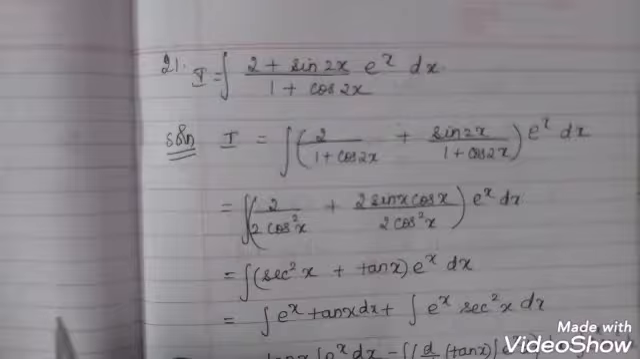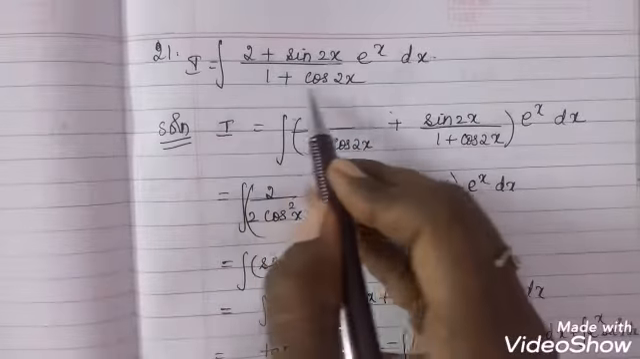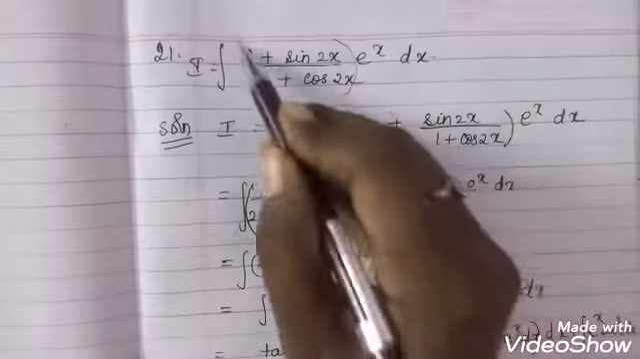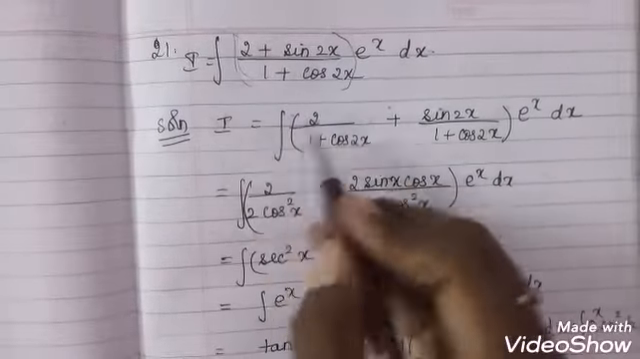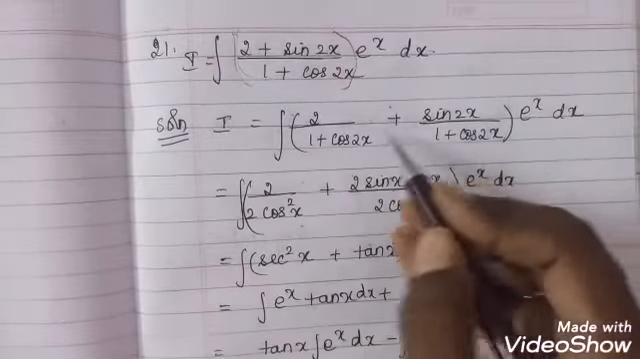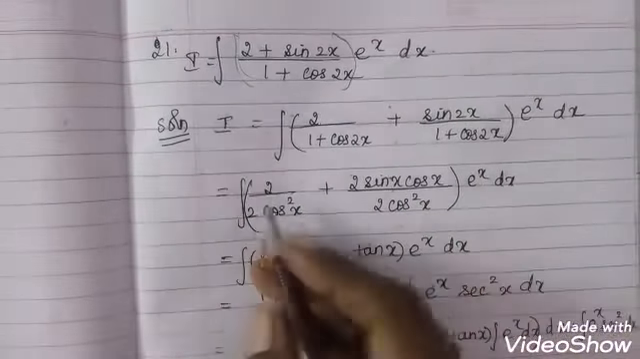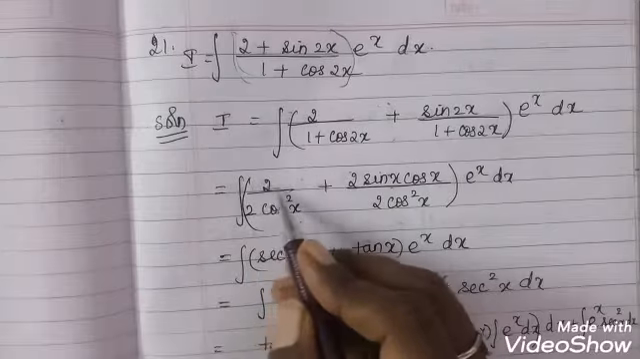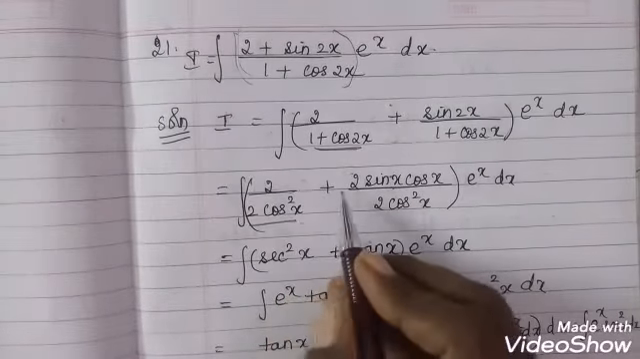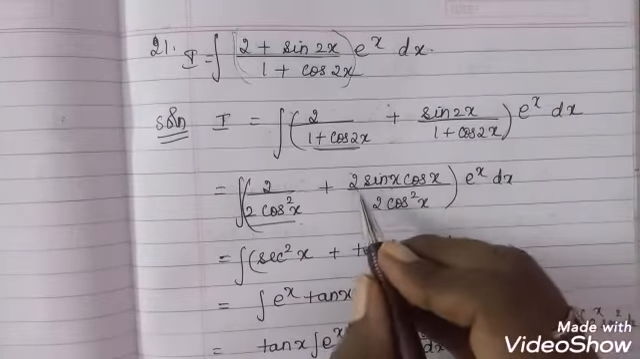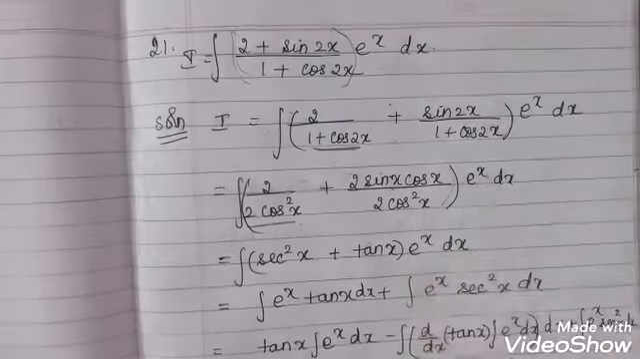Okay. So the 21st question: I is equal to the integral of (2 plus sine 2x) divided by (1 plus cos 2x) into e power x. This is what you get here. So we'll just separate it into two separate integrands. I is equal to the integral of (2 by 1 plus cos 2x plus sine 2x divided by 1 plus cos 2x) into e power x dx. Here 1 plus cos 2x is nothing but 2 cos squared x, and sine 2x is nothing but 2 sin x cos x, divided by 2 cos squared x, into e power x dx.